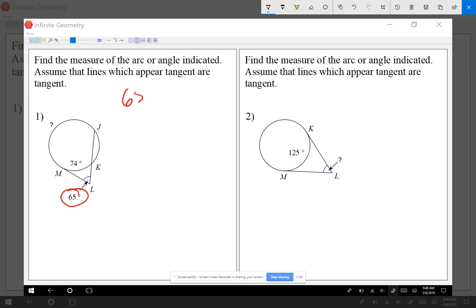I'm gonna go 65 times 2. I'm gonna multiply the angle. And like I said, it's always the corner. I'm looking at the corner. So 65 times 2 is equal to, I have two arcs this time, x and 74.